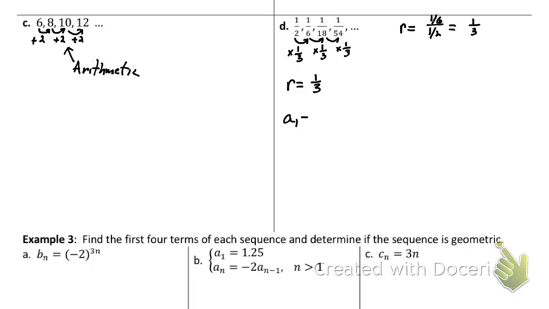Which gives me my first term equals 1/2, which gives me a pretty sweet equation of a sub n equals the first term times your common ratio, which is 1 over 3, to the n minus 1.